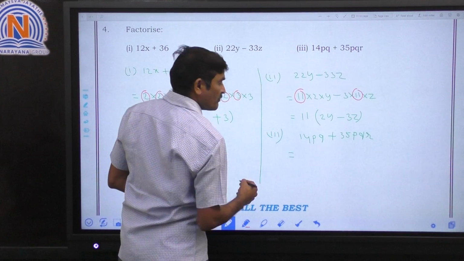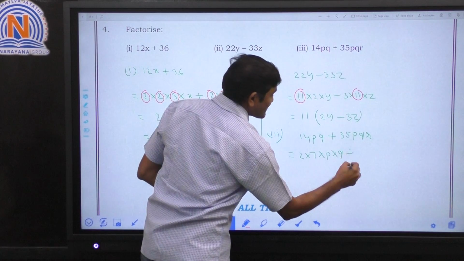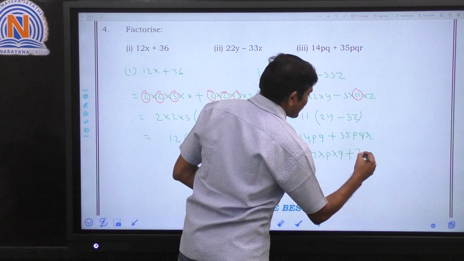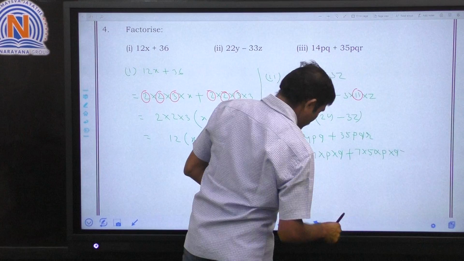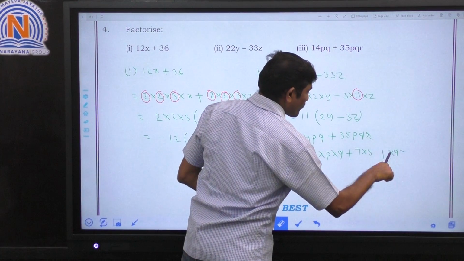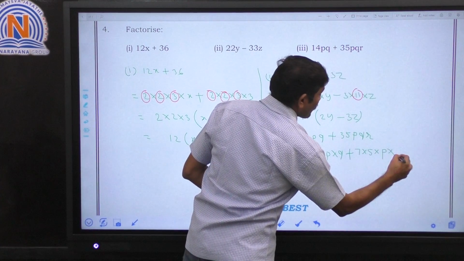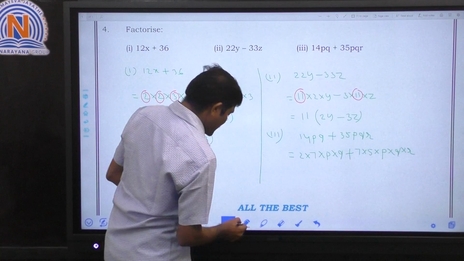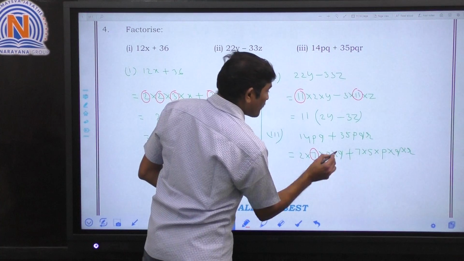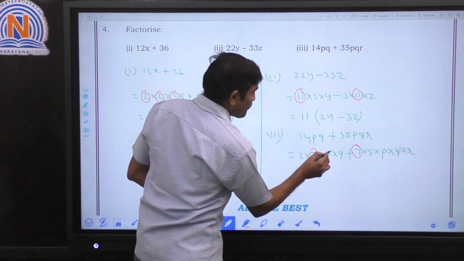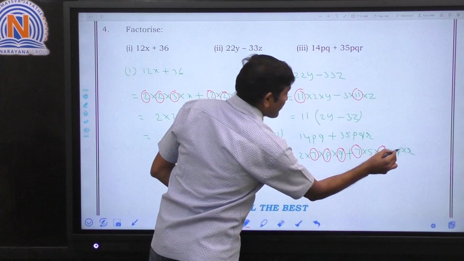Now 14 prime factorization is 2 into 7 into p into q, plus 35 prime factorization is 7 into 5 into p into q into r. So let us underline the common factors. Okay, 7 is the common factor. Next, p is the common factor. Next, q is also a common factor.